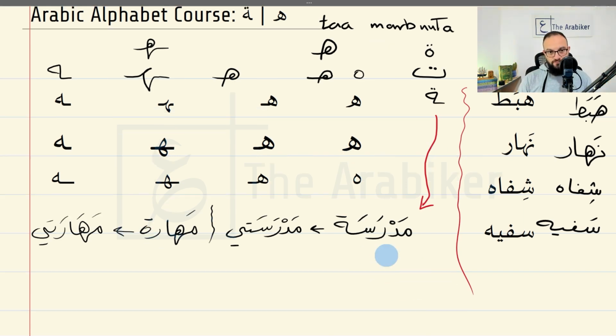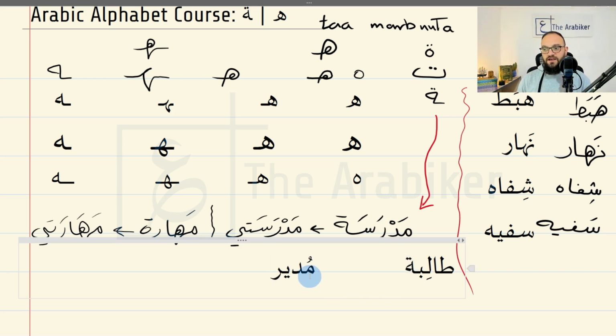For example, the word talib. Talib means a student, male student. If I add to this a ta marbuuTa, it becomes feminine or female student. Taliba. See, it didn't sound like a ta because I paused there. Now if I say, for example, my female student, like this, I will say talibati. It will sound like a regular ta.